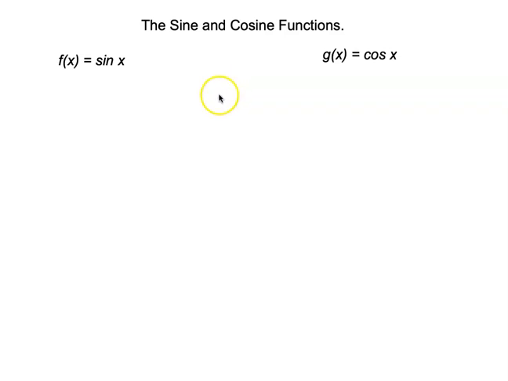In this video, we're going to graph the sine and cosine functions, but before that, let's go ahead and write down the equation of the unit circle. The equation is x squared plus y squared equals 1.